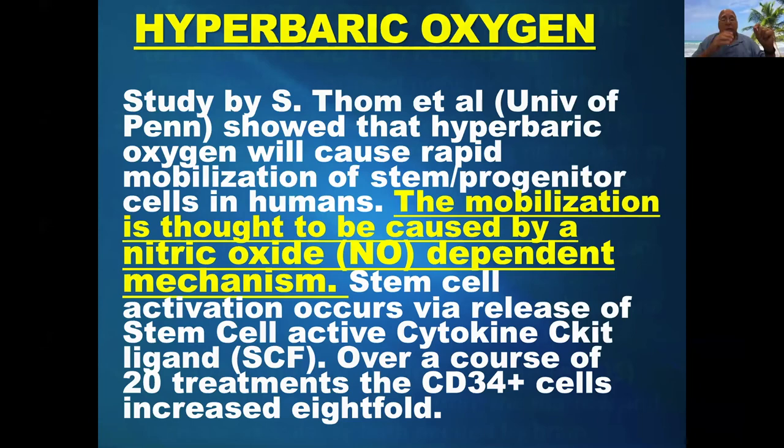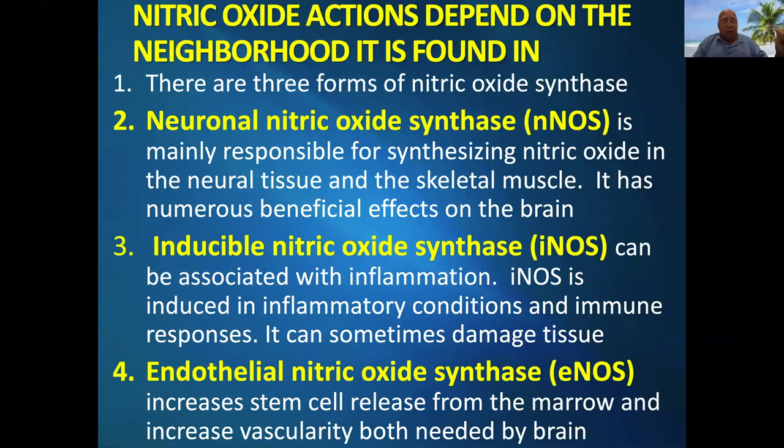Now, nitric oxide can have many different effects. People with the COVID-19 virus in a cytokine storm have too much inducible nitric oxide synthase. Very good for fighting bacteria and viruses, but not very good for sparing tissue. It kills tissue. Now, the one I like is endothelial nitric oxide synthase. That's the one that basically increases vascularity, but it also increases stem cell release from the bone marrow.